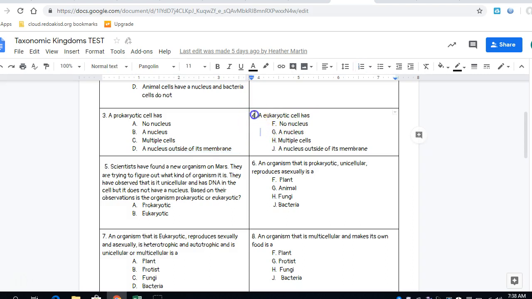Question 4, a eukaryotic cell has, is it F, no nucleus? Is it G, a nucleus? Is it H, multiple cells? Is it J, a nucleus outside of its membrane?